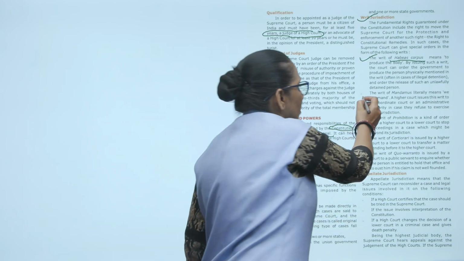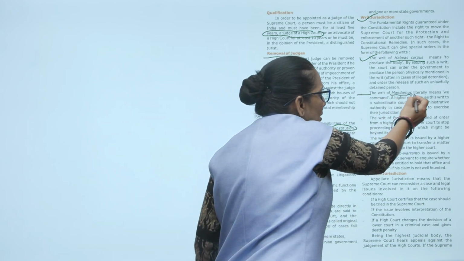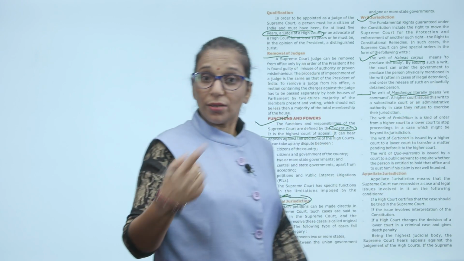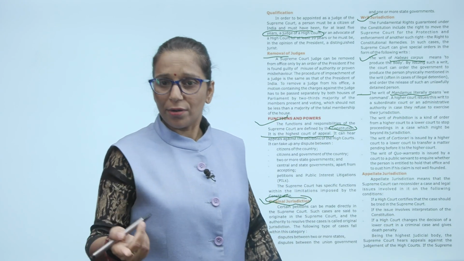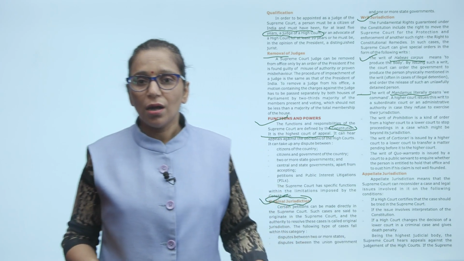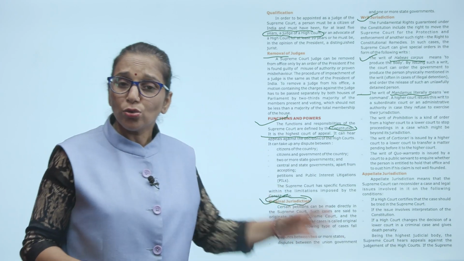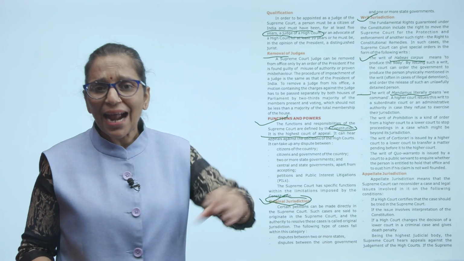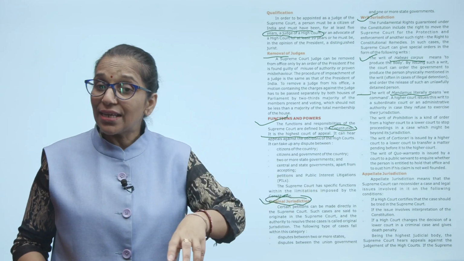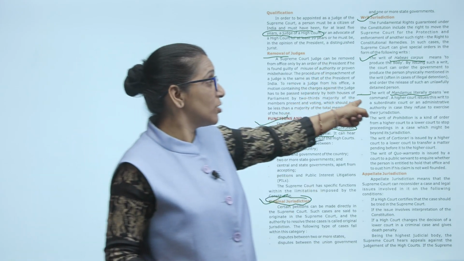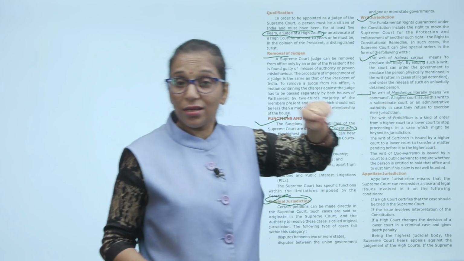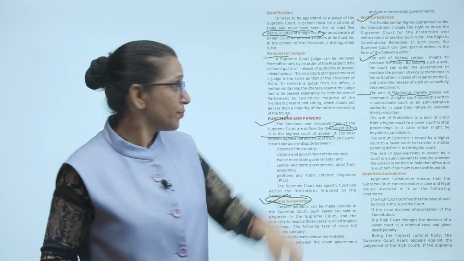Then second, the writ of mandamus literally means we command, we order. That is mandamus. A higher court issues this writ to a subordinate court or an administrative authority in case they refuse to exercise their jurisdiction. Then they say, with this writ, we command.